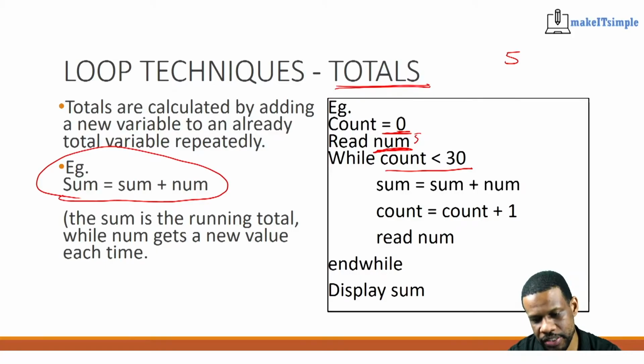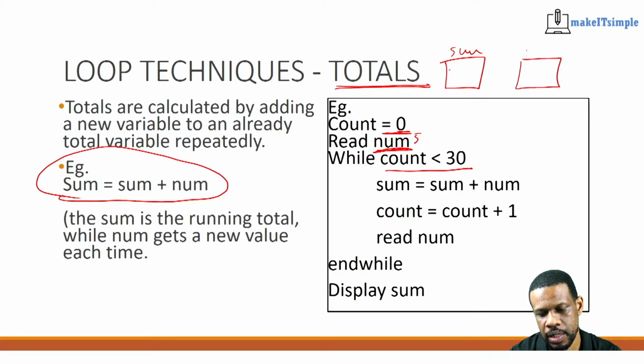So if I say sum is equal to sum plus num, watch it. Sum is a box. Num is a box. In this case, I'm assuming that the person puts in a 5 for num. So if you put in 5 for num, that means they're going to take this 5 and add it to what's inside sum. What is inside sum now? Nothing. So 5 plus 0 will give me 5. So the running total is 5.